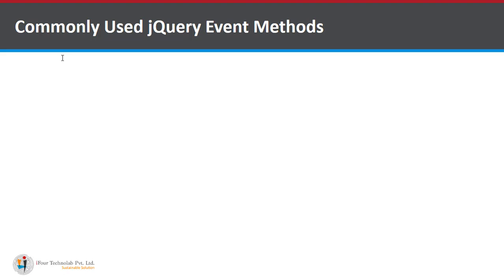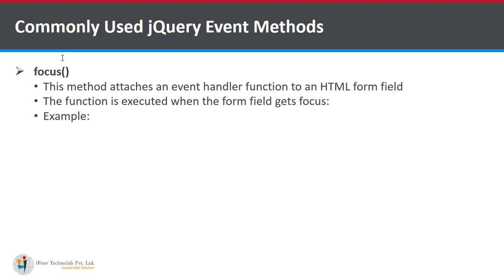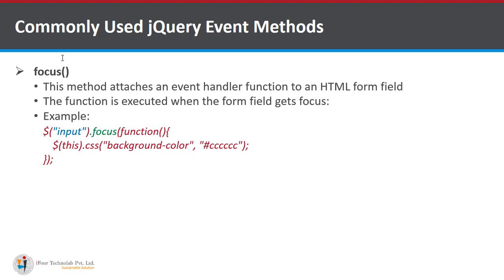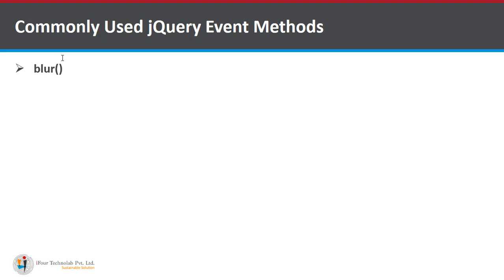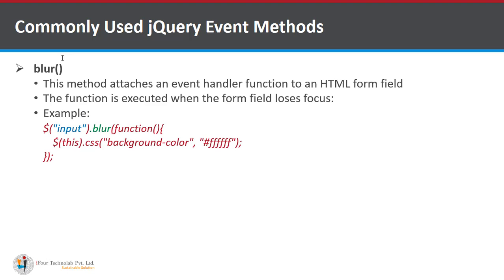Next event is focus. The function is executed when the form field gets focused. The following example says when an input HTML element gets focused, change the background color for the input HTML element. Next method is blur. This function is executed when the form field loses the focus. The following example says when an input HTML element loses focus, change the background color for the input HTML element.